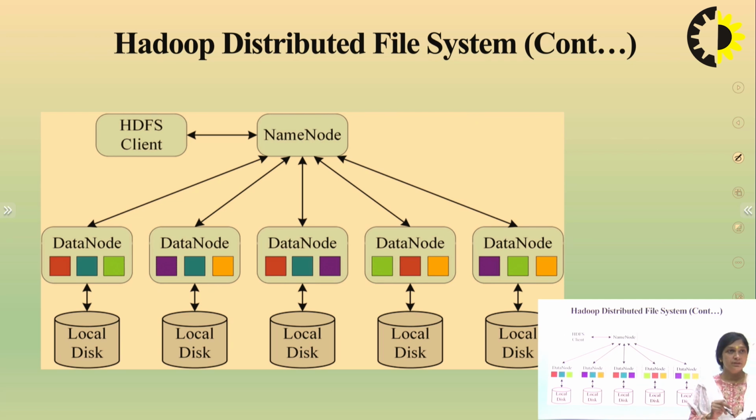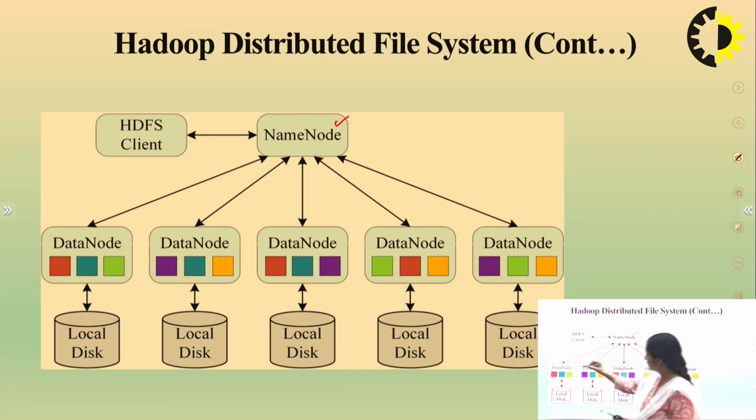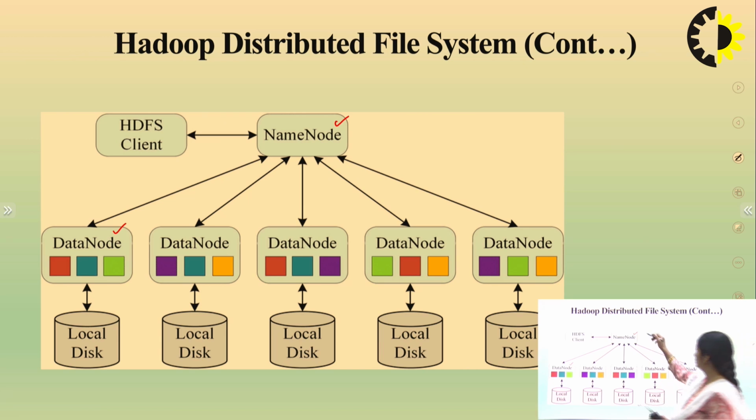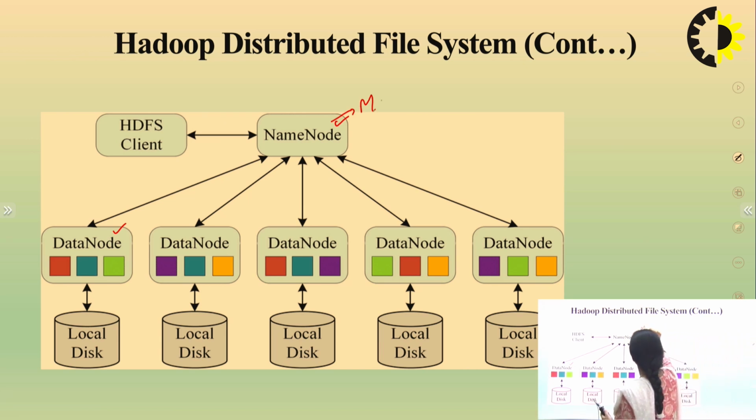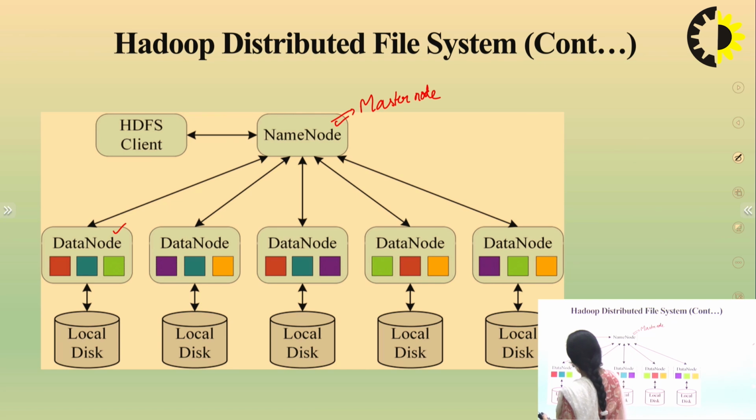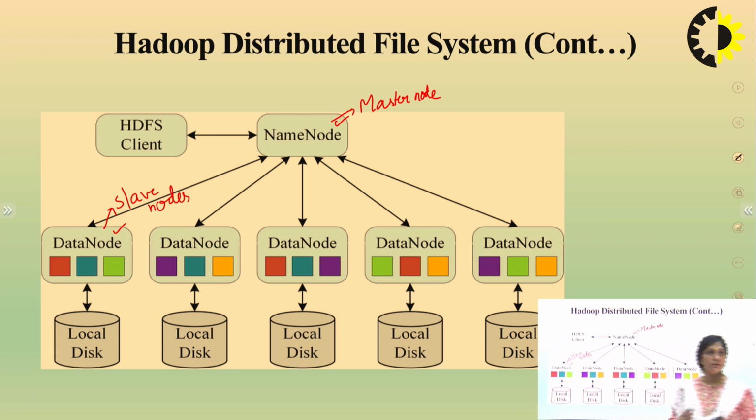There are two terms in HDFS which are very important. First, name node, and second, data node. Name node works as a master node. And data nodes may be more than one. These work as slave nodes. The master node is only one and data nodes are several.